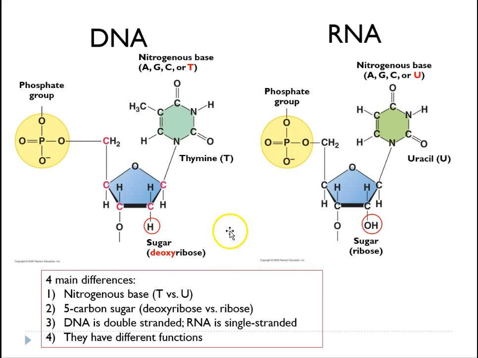This is basically the big difference, is the sugar. The sugar is a little difference in both of them, and that's what's the main difference. The next thing is that RNA is usually single-stranded, and DNA is double-stranded. And also, DNA has a thymine, and RNA has a uracil. In the next video, we'll talk about the 3 types of RNA.